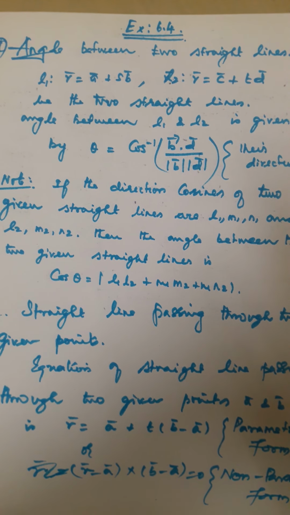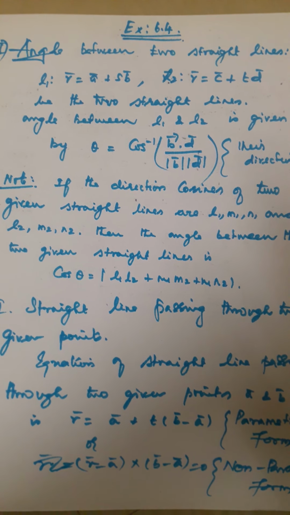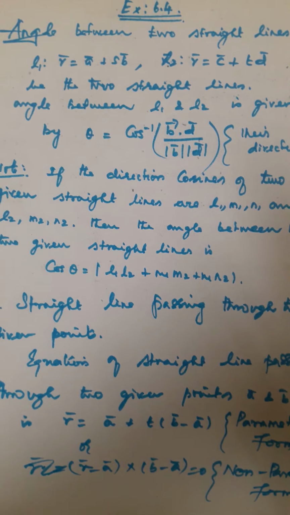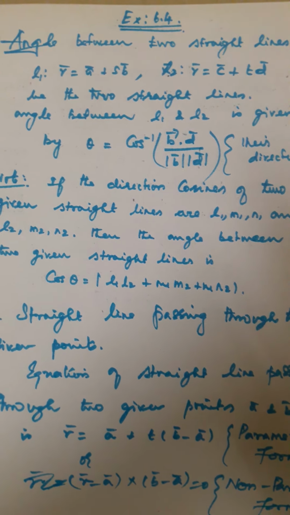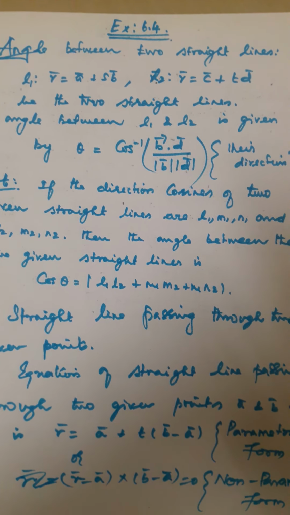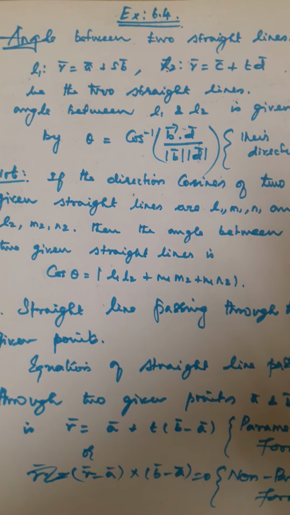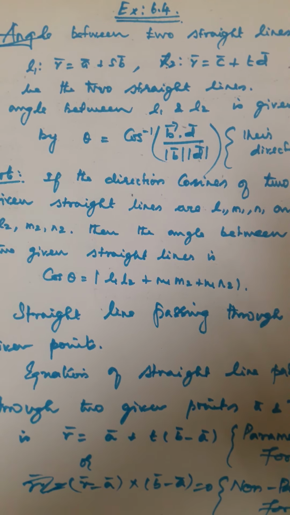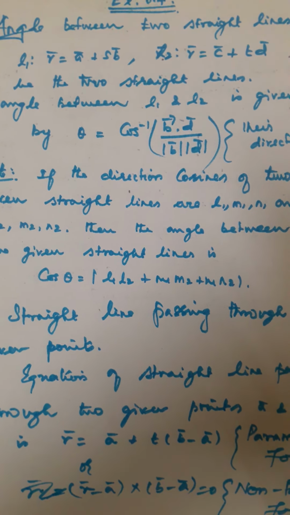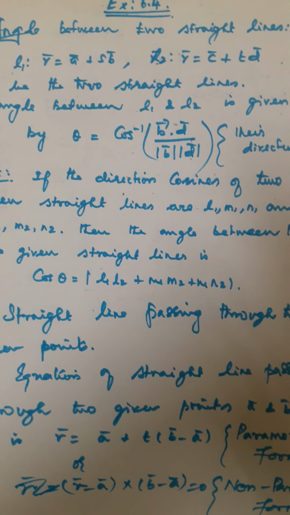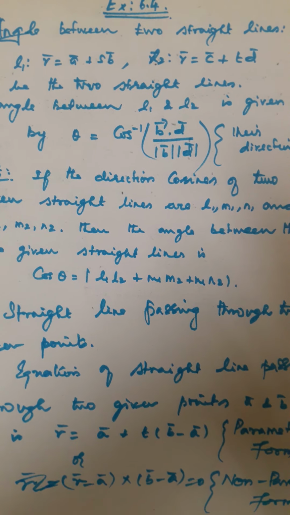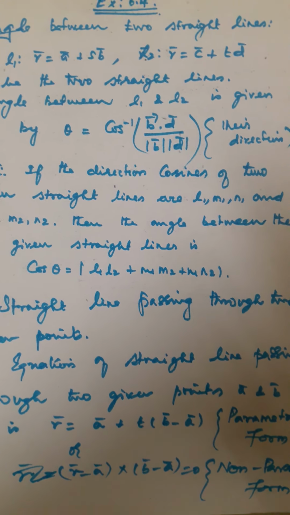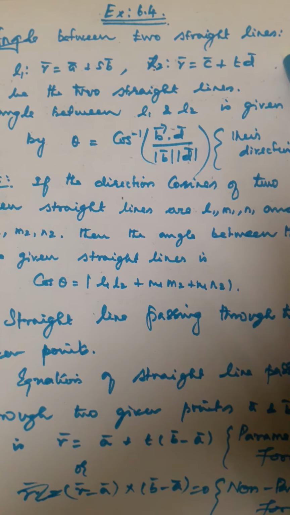Students, this is your maths teacher. 12th standard mathematics, continuation of vector algebra. Exercise 6.4 is related with the equation of straight line in 3 dimension. Till 11th standard we had 2 dimension. Here you have 3 dimension. So first of all, how to find the angle between two lines, angle between two straight lines.